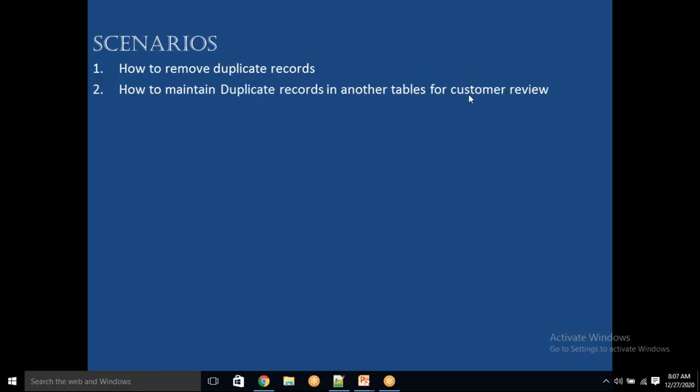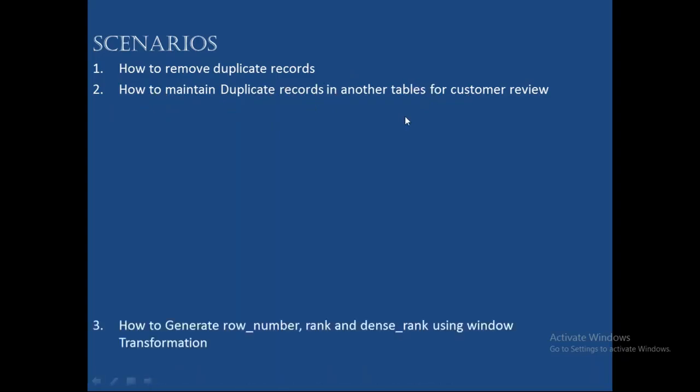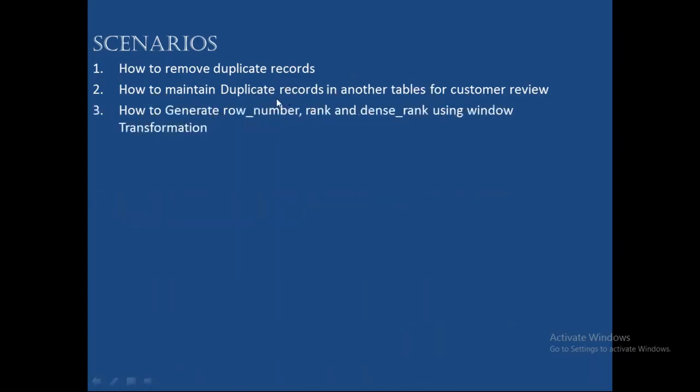Okay, you are just going to maintain some rejected table or something. To that table you are going to write all these duplicate records. So we are going to see how to maintain duplicate records in another table for the customer report. Next, we will see how to generate a row number, a rank, and a dense rank using window transformation.